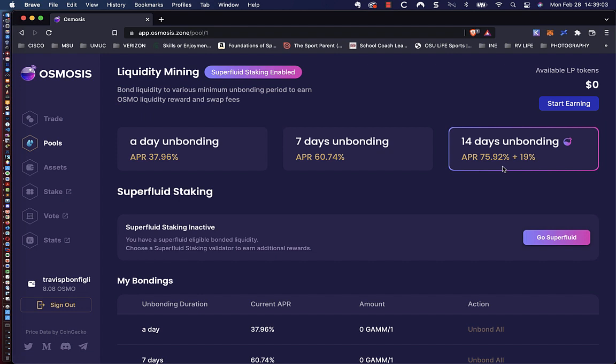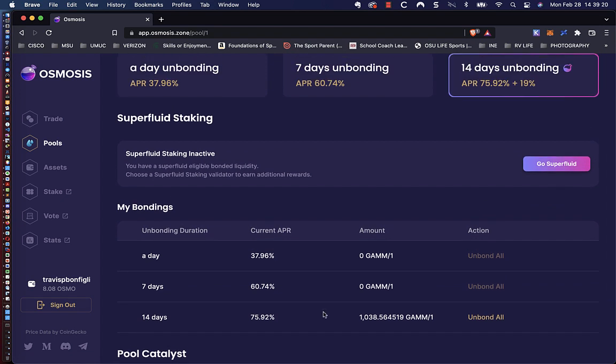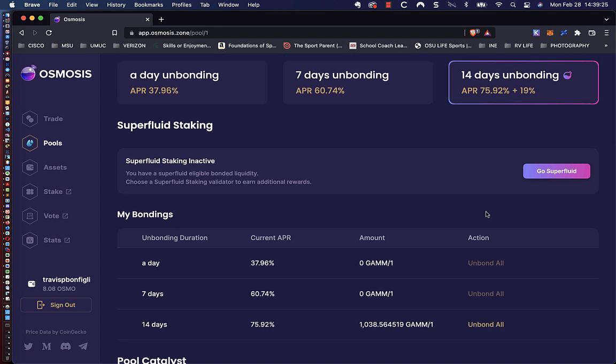As I also pointed out in my previous video, you'll notice that it's only for the 14-day bonding period. So if you bonded for 7 days or for 1 day, you're going to need to unbond and get into the 14-day bonding period. Now, everything that I've done, and you can see my total right down here, I've bonded for 14 days every time I've added to my stake. And so what we're going to do now is, there it is. You have Superfluid eligible bonded liquidity, which is all of this liquidity down here, the 1,038 GAM LP tokens that I've created. And we're going to now go ahead and choose a Superfluid Staking validator to earn additional rewards.